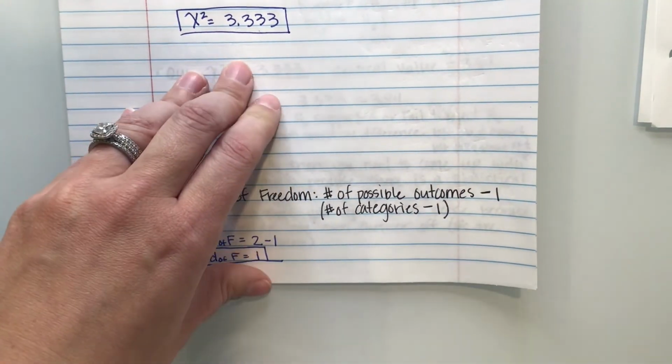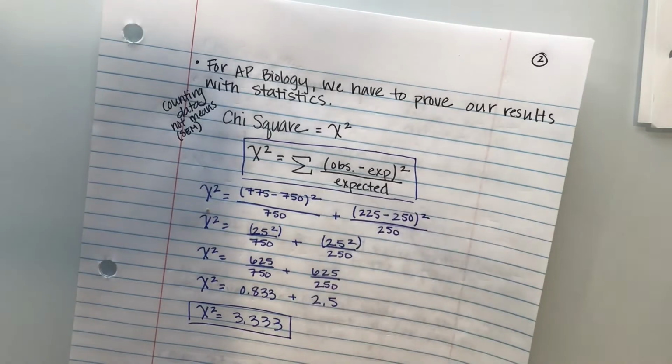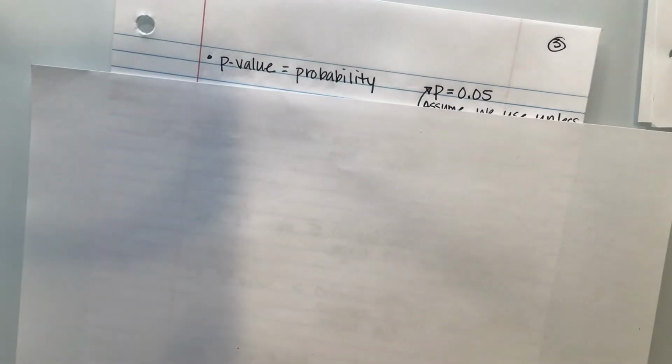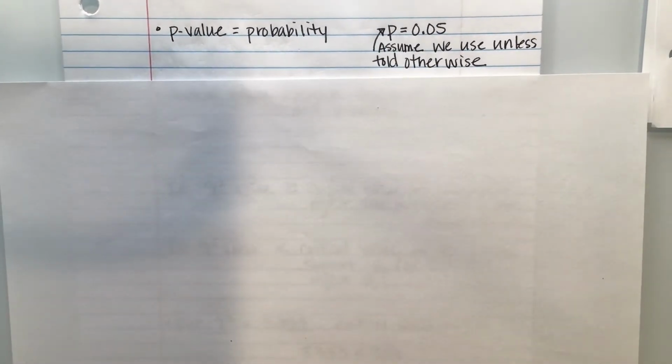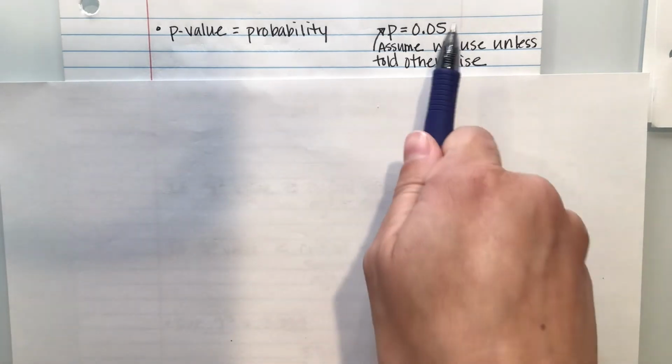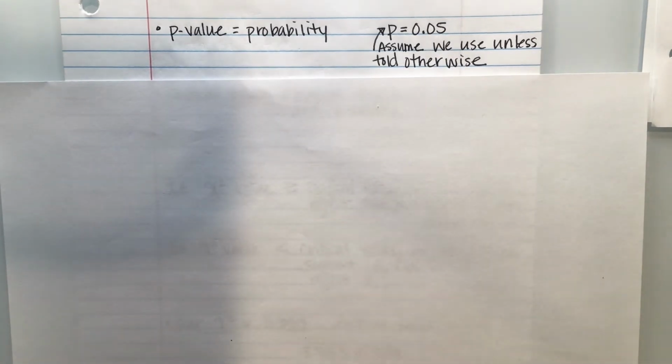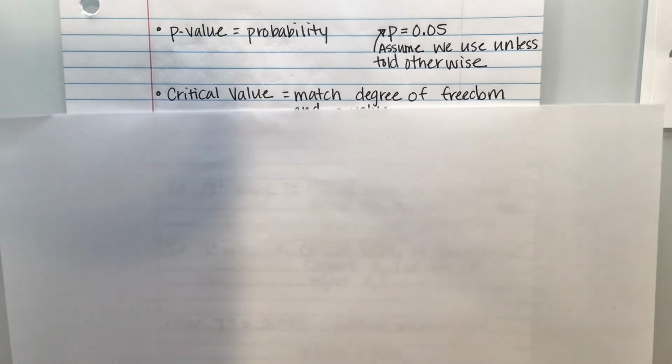And then there's one other thing we need to know in order to be able to evaluate our data. We have to know something called our p-value, which tells us about the probability, okay? And in biology, particularly for the AP test, we're always going to use our p-value of 0.05 unless they tell us otherwise. Most of the time on the AP test, they tell you what to use, but just in case they don't, you would use this 0.05 value. So now we know that.